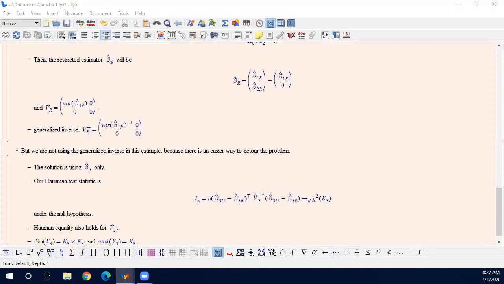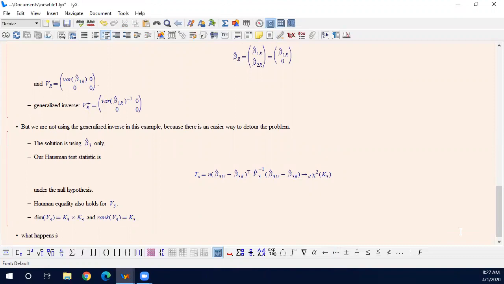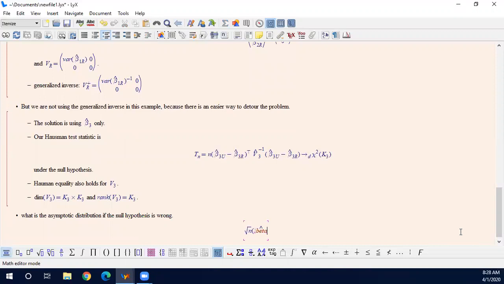Quadratic form, test statistic. And just to study what happens, what is the asymptotic distribution if the null hypothesis is wrong? It's a good question. What happens if the null hypothesis is wrong? So we will think about it.